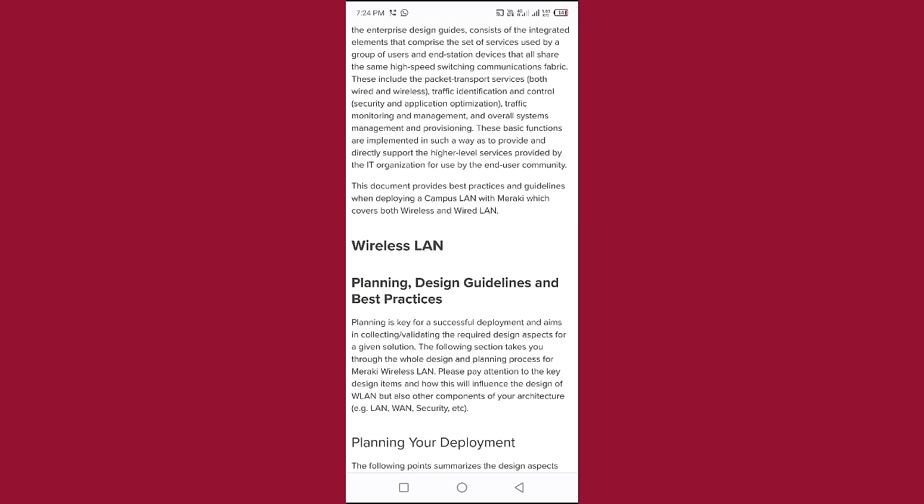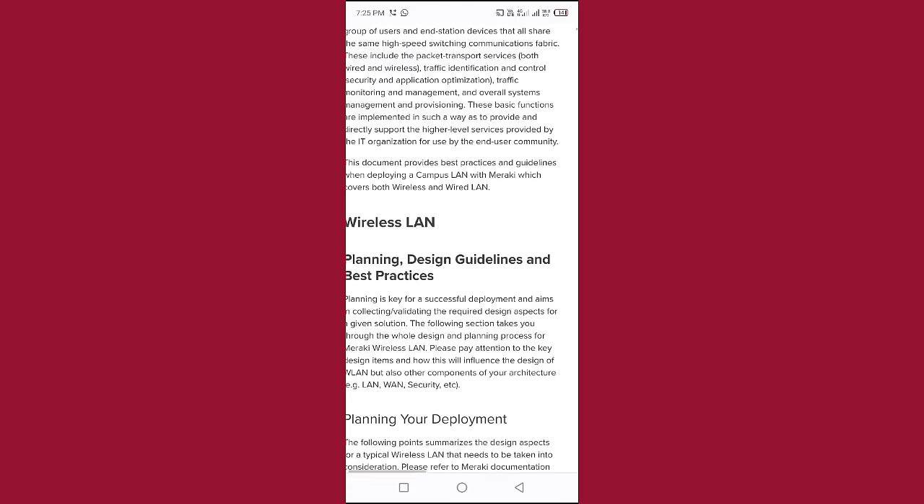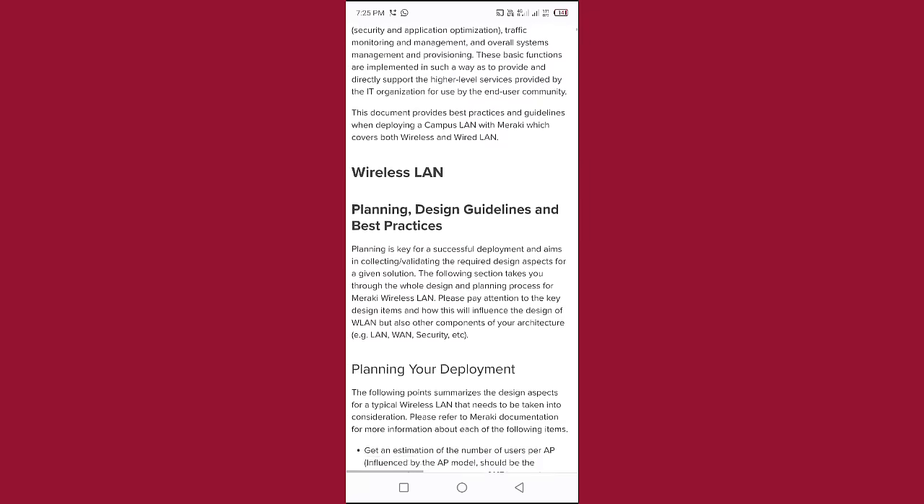Planning is key for a successful deployment and aims at collecting and validating the required design aspects of a given solution. The following section takes you through the whole design and planning process for Meraki wireless LAN. Please pay attention to the key design items and how this will influence the design of the LAN, but also other components of your architecture. LAN 1 security.